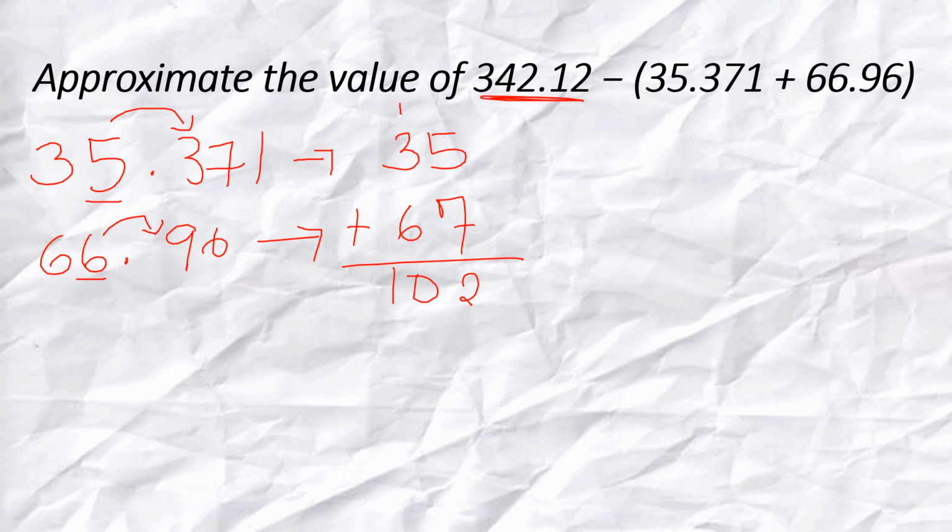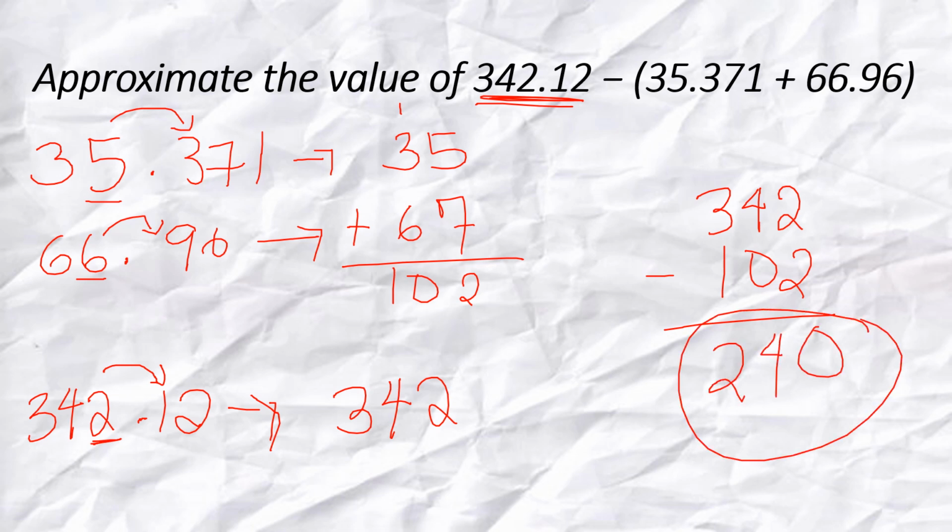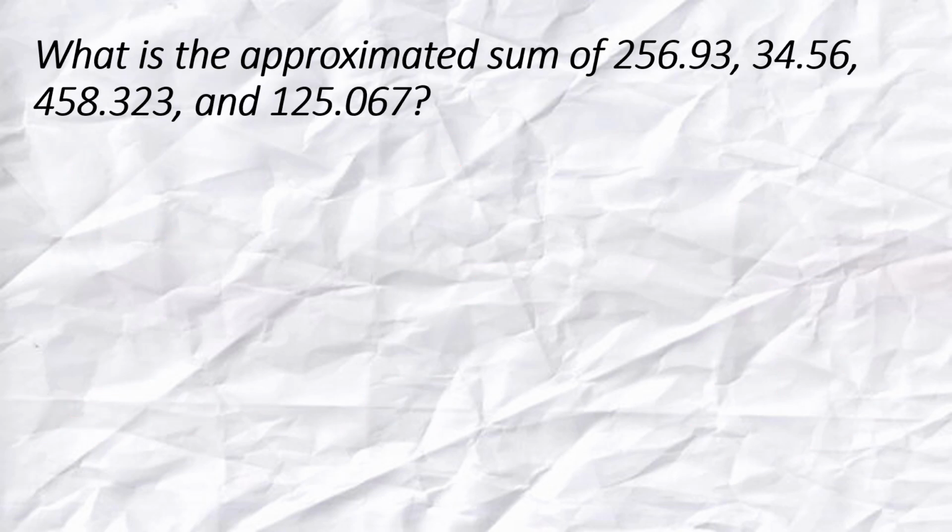Next, we need to get the rounded off value of 342.12 before we subtract. So this is 2. The number beside it to its right is 1. So round down, it will now become 342. Let us now subtract. 342 minus the answer a while ago, which is 102. So 2 minus 2 is 0. 4 minus 0 is 4. 3 minus 1 is 2. So the final answer is 240.